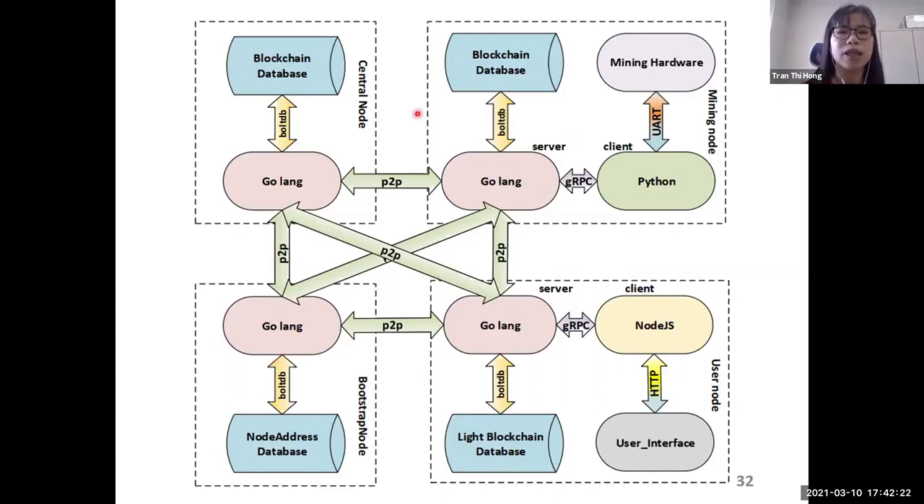In this prototype, we developed the system using Golang and Python, and we interact our prototype platform with the mining hardware over UART. So we developed it by ourselves.